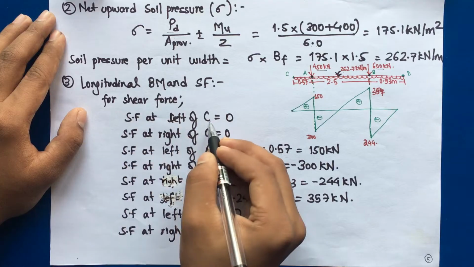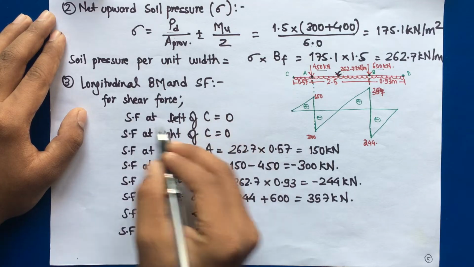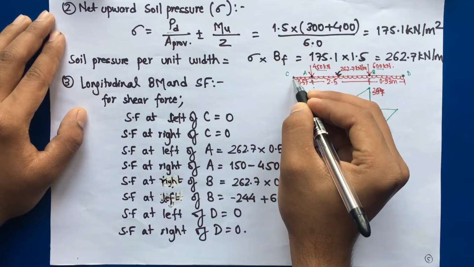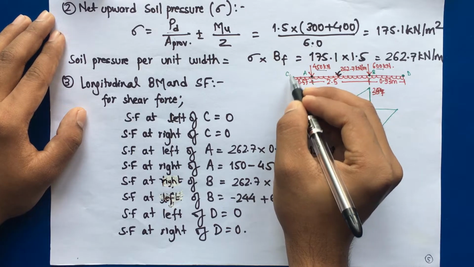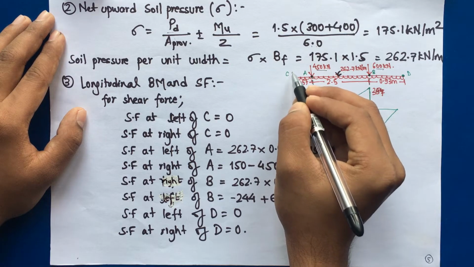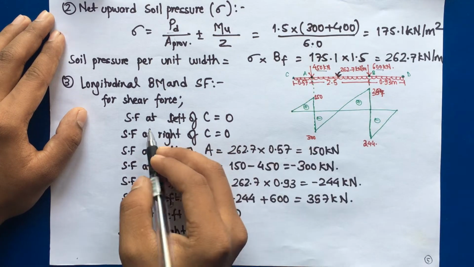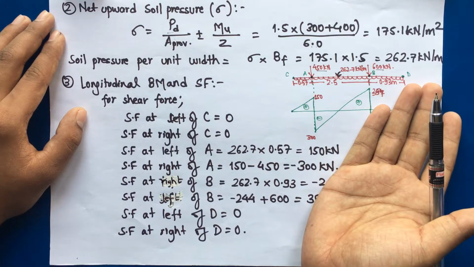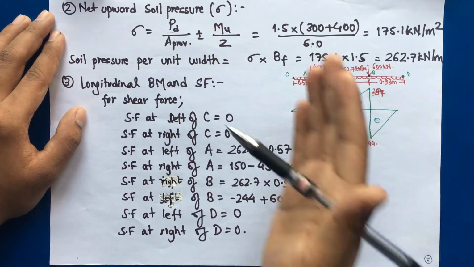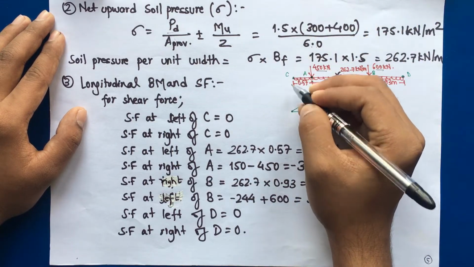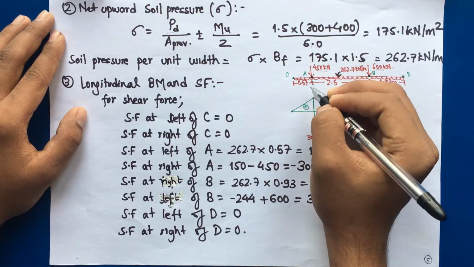Shear force at left of C and right of C will be 0, because there is no support or reaction provided at C. If there is no reaction or support, there won't be shear force at that particular point. So shear force at left of C and right of C is equal to 0, and we are going from left to right, for which the upward force will be positive and the downward force will be negative.